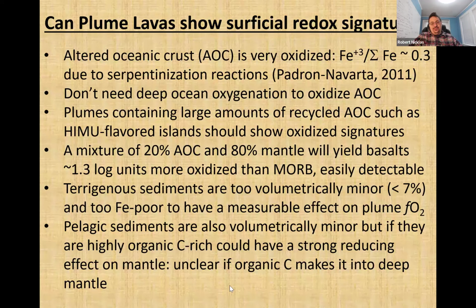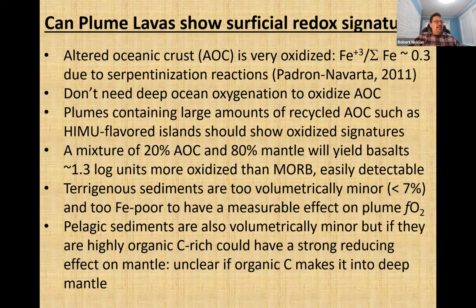They're also volumetrically minor, less than 5%, even in extreme EM1 lavas. But if they were highly organic rich, they could have a strong reducing effect on the mantle. But it's unclear if organic carbon makes it into the deep mantle, if it makes it through subduction zones.